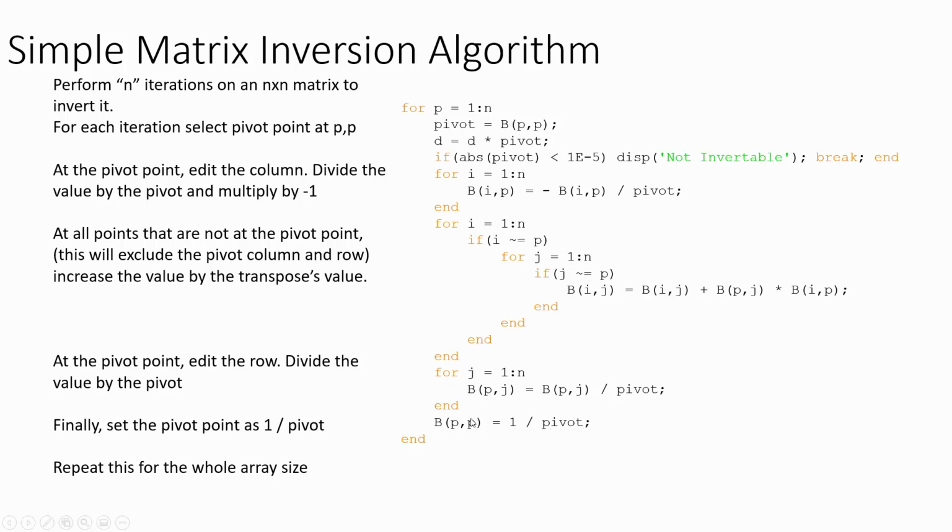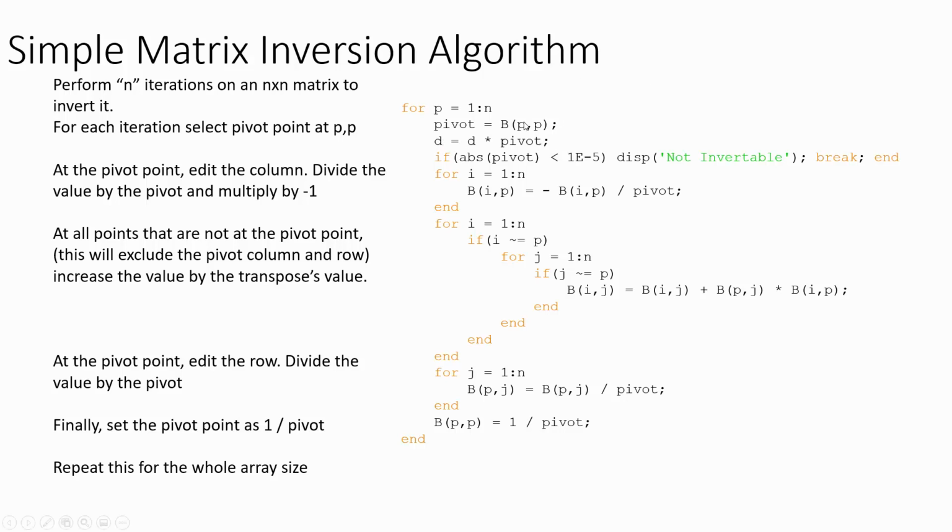And then after that, you go to the pivot point and you go to all the elements in the same row and you divide those elements by the pivot value. And then you go to the exact pivot point and you set that as equal to 1 over the pivot value. And if at any point the pivot point is 0, then you probably cannot invert the array, or at least by this method you can't.